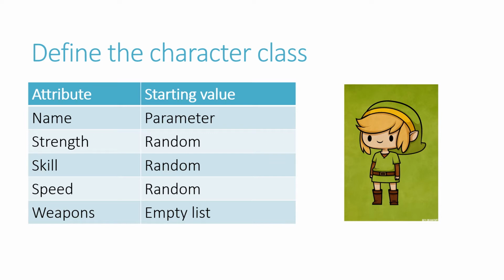The characters in the Gorgatron game have got 5 attributes. The name is set as a parameter. Strength, skill and speed are random numbers. I think we did them from 1 to 10, but it doesn't really matter. We can set it at anything. And the character has the ability to use weapons, but begins with an empty list of weapons.